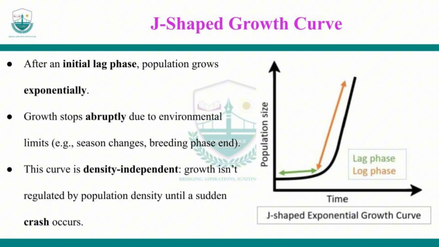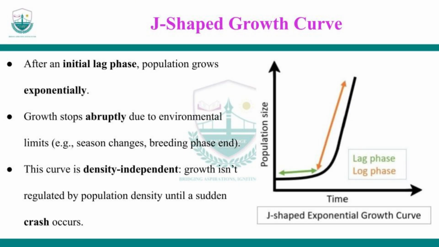Now, let's talk about the J-shaped growth curve, also known as the exponential growth curve. It begins with a short lag phase, just like the S-curve. Then the population grows exponentially, fast and uncontrolled. But here's the difference. There's no gradual slowing. Instead, growth stops abruptly due to environmental limits.